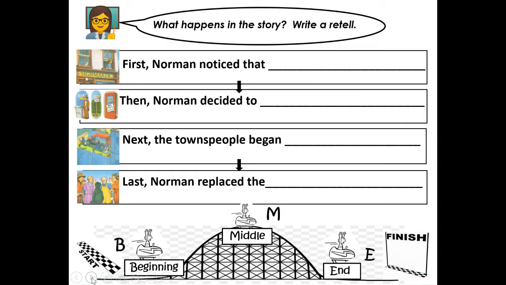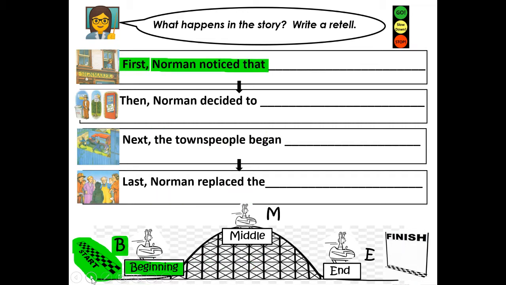All right. What happens in the story? Write a retell. So let's start at the beginning or the start of the story. You're going to write this. First, Norman noticed that. So say your sentence. First, Norman noticed that. Once you've said your sentence, push pause and write your complete green sentence. When you're finished, push play.